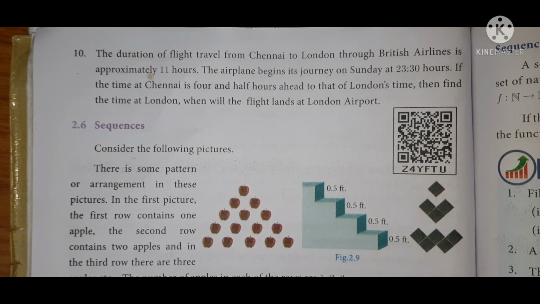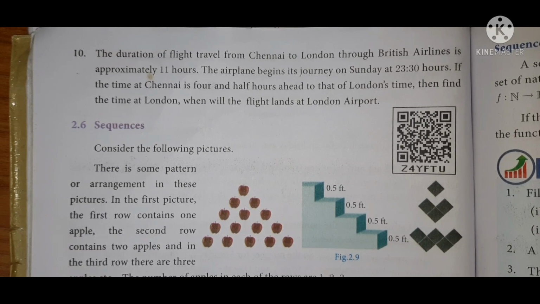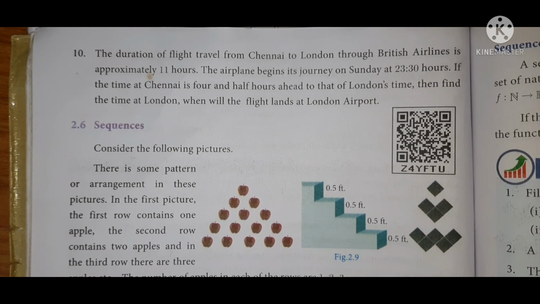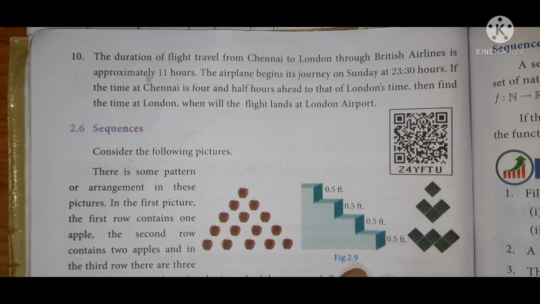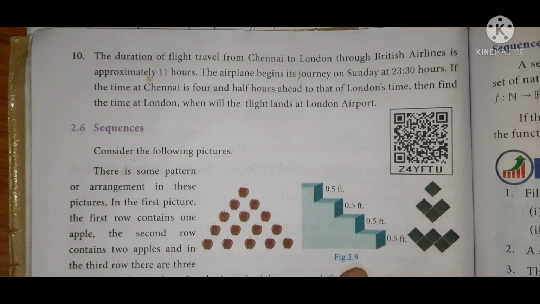10th sum: The duration of flight travel from Chennai to London through British Airlines is approximately 11 hours. The aeroplane begins its journey on Sunday at 23:30 hours. If the time at Chennai is 4.5 hours added to that of London's time, then find the time at London. When will the flight land at London airport?